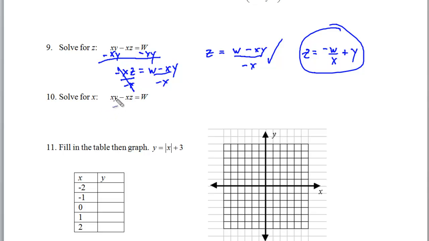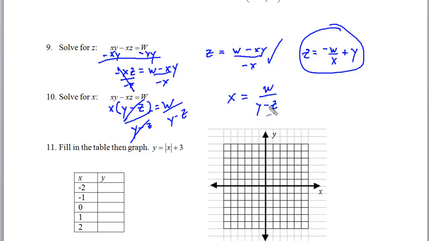Now here, to solve for x, you'll notice I have 2 of them. So there's a trick you can do. You can pull out or factor out an x and get x times y minus z is equal to w. And then if you divide both sides by y minus z, what you get is x is equal to, because these simplify to 1, w over y minus z. And that can't be further simplified.